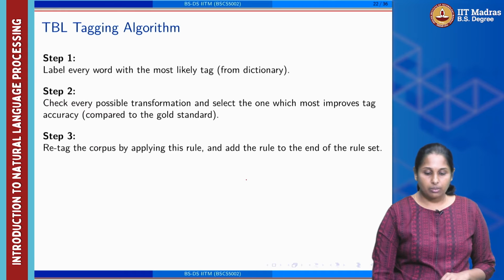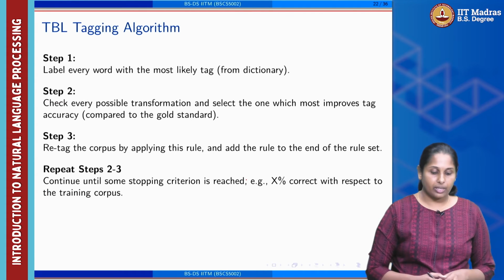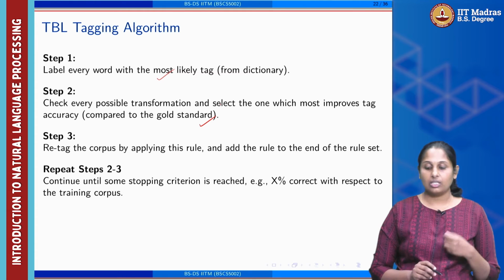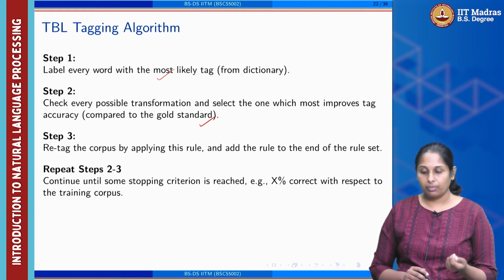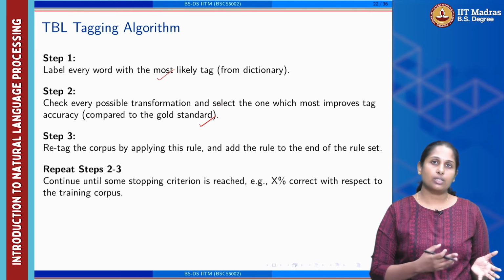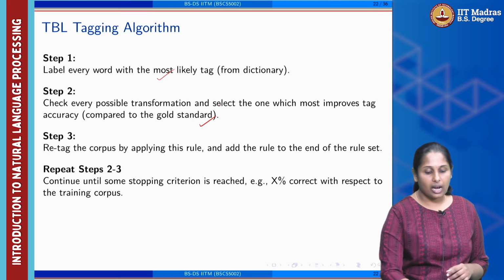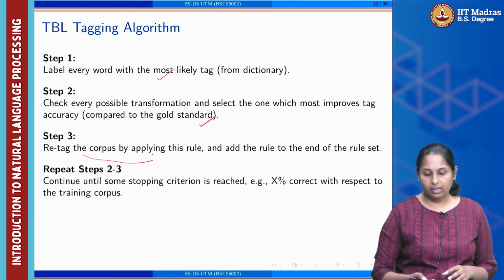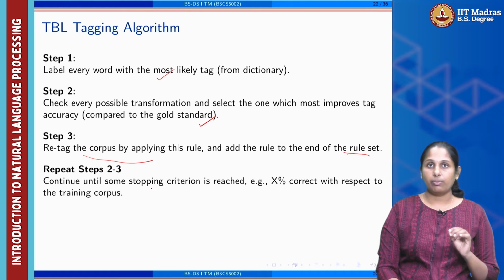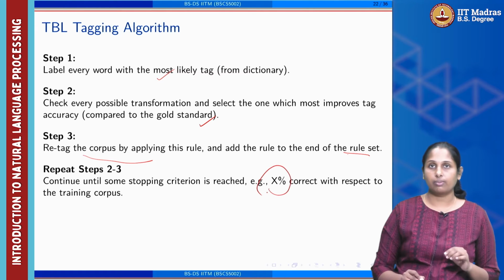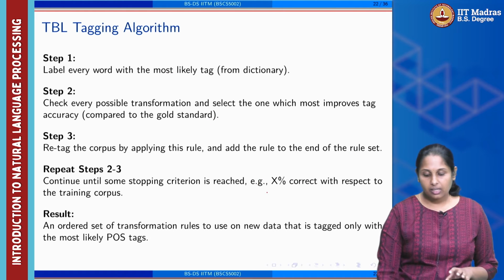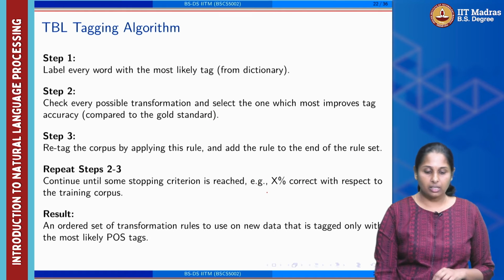So the same thing is being expressed here in the steps. Label each word, then check for each of the transformations, select the word which has the most frequent tag from the gold standard or from the corpus from where we have derived the rules, and retag the corpus. Apply the rule again and again, and finally you get the percentage of correct words identified for this particular word, then stop the process. So the result is, of course, we are getting the POS tag information.